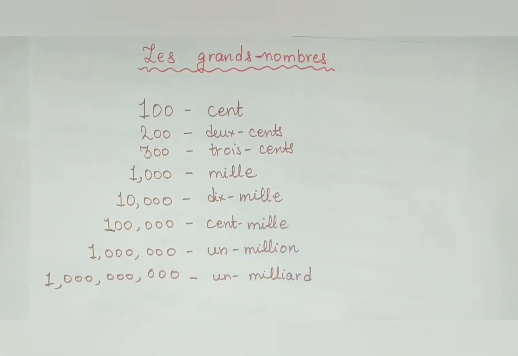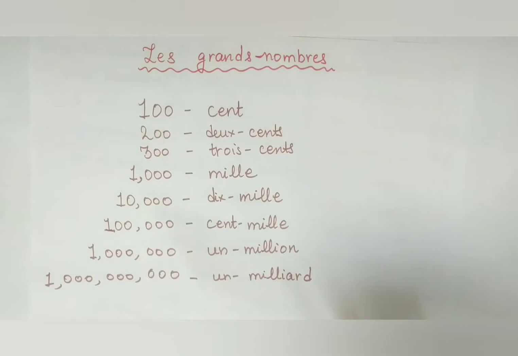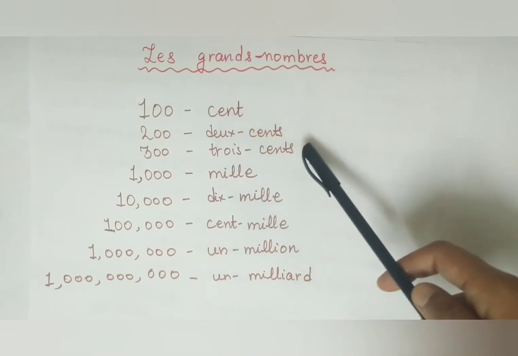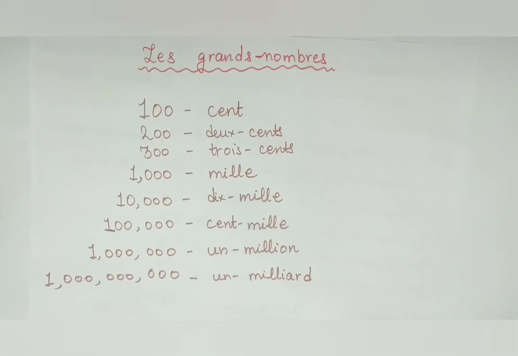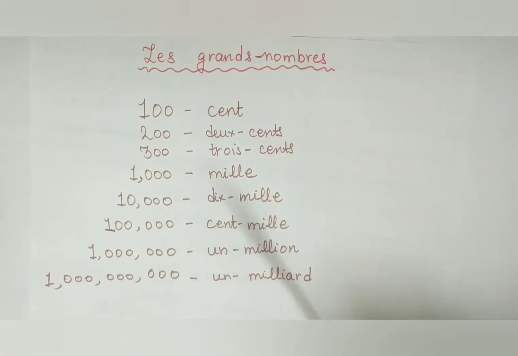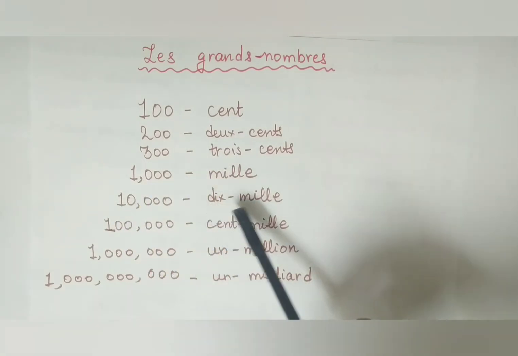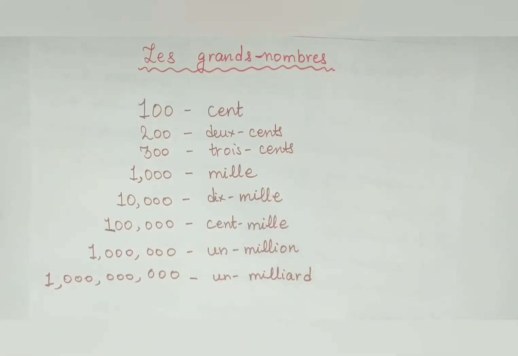100 we already know, it is cent. So 200 will be deux cents, which is 2 hundreds. 300 will be trois cents, which is 3 hundreds. Similarly, the same pattern will be followed till 900, and then we get 1000, which is mille. Then after mille, we have 10,000, which will be dix mille. You remember, dix is 10 and mille is 1000, which makes 10,000.